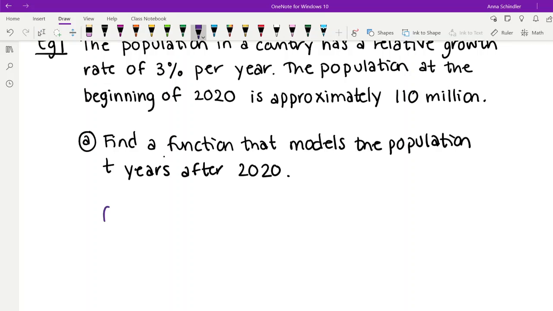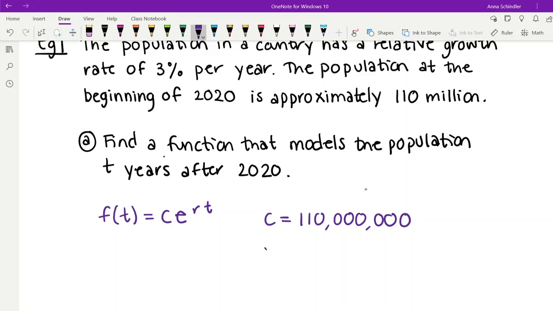It's going to look like f of t is equal to c e to the rt. So what is C going to be in this situation? Well, C is supposed to be our initial amount, right? In this case, our function represents the population t years after 2020, and so the initial amount should be the population in 2020. That's our starting point. And what is that initial population? The problem tells us it's 110 million. So that's 110 with 6 zeros.